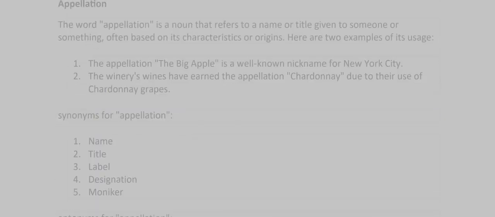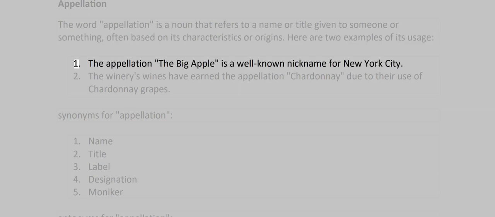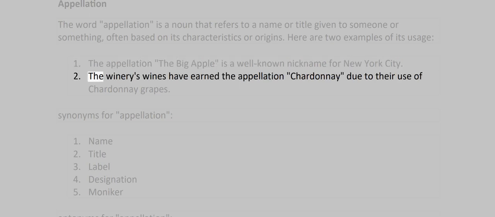Appellation. The word appellation is a noun that refers to a name or title given to someone or something, often based on its characteristics or origins. Here are two examples of its usage. 1. The appellation, the Big Apple, is a well-known nickname for New York City. 2. The winery's wines have earned the appellation Chardonnay due to their use of Chardonnay grapes.